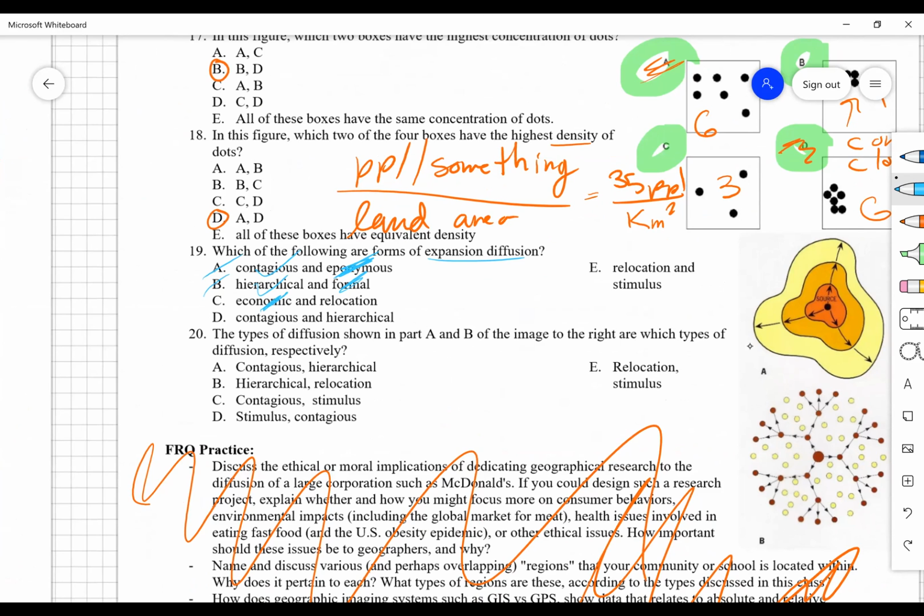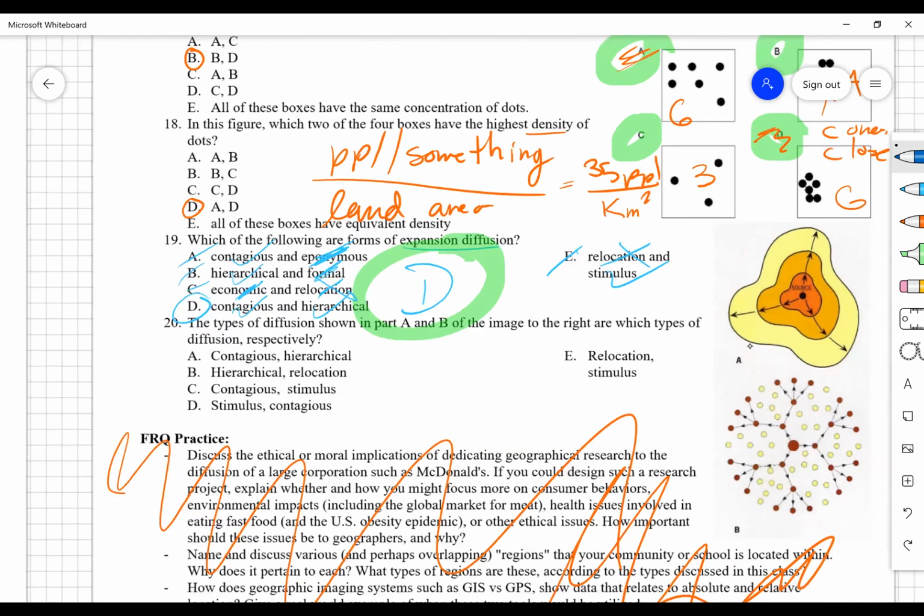Economic, no. Relocation, wrong type. Contagious and hierarchical, check, check. Looking like D is going to be my correct answer. Relocation, no. Stimulus, check. Also wrong. So here we're going to see that our correct answer is D.